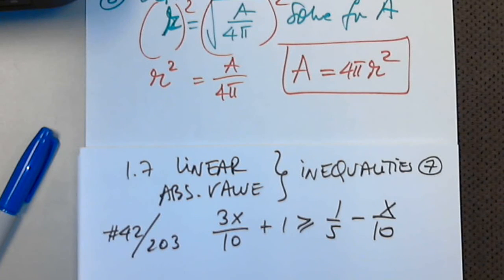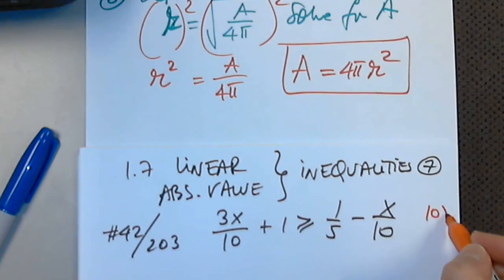Is this a linear inequality or a rational inequality? It's not rational because it doesn't have x in the denominator. So if there is no x in the denominator, this is still linear. Good. And those fractions bother me. So what do I multiply both sides by? And what would be the least common denominator? 5 is not the least common denominator. 10. So we multiply everything by 10.